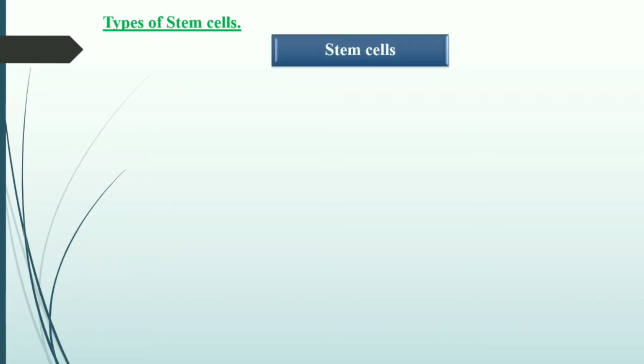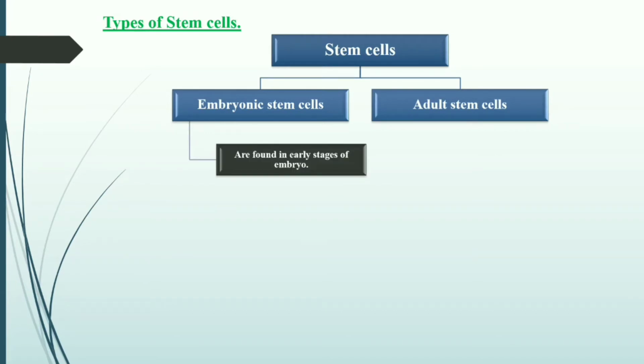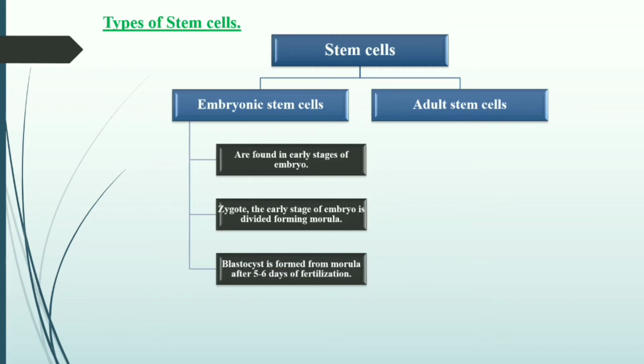Stem cells are classified on the basis of origin into two types, that is, embryonic stem cells and adult stem cells. Embryonic stem cells are found in the early stages of the embryo. Zygote. The early stage of the embryo is divided, forming morula. Blastocyst is formed from morula after 5 to 6 days of fertilization.